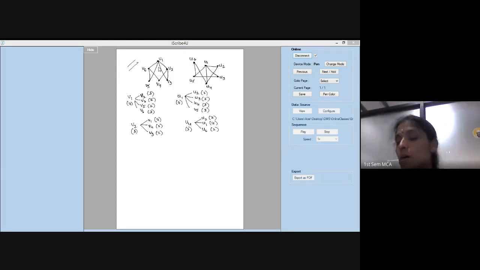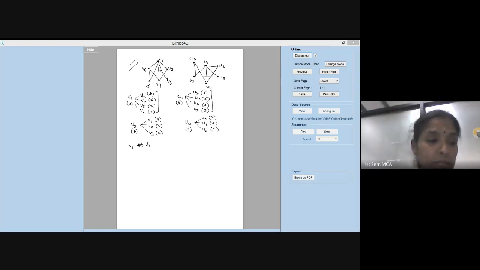Okay. Now, looking at this, what we can infer is V1 has degree 4, U1 also has degree 4. V1 has adjacent vertices as V2, V3, V5 and V6, which are of degree 3, 2, 2 and 3. Here also you have 3, 2, 3, 3, 2 and 2. So I can always say V1 is equivalent to U1. Can we say that?